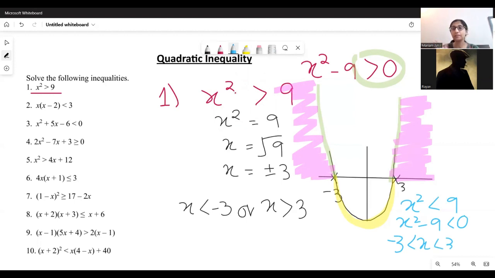So when it's greater than 0, you get 2 sets of answers. And when it's less than 0, you get 1 set of answer, between minus 3 and 3. All right. Okay, that is question number 1.